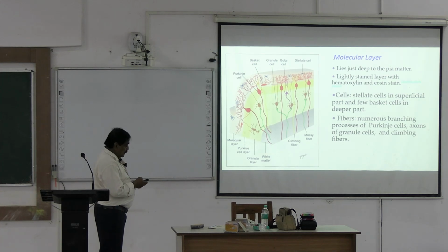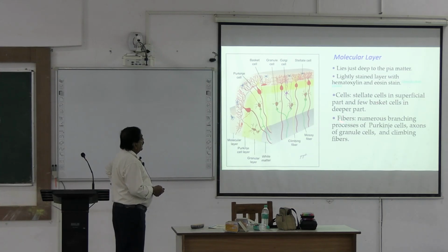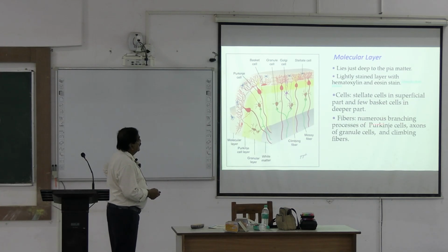Now this pattern: the molecular layer lies just deep to the pia mater, a lightly stained layer with hematoxylin and eosin stain. Cells: stellate cells in the superficial part and few basket cells in the deeper part. Fibers: numerous branching processes of Purkinje cells, axons of granule cells, and climbing fibers.